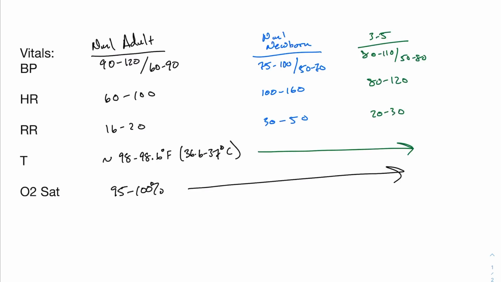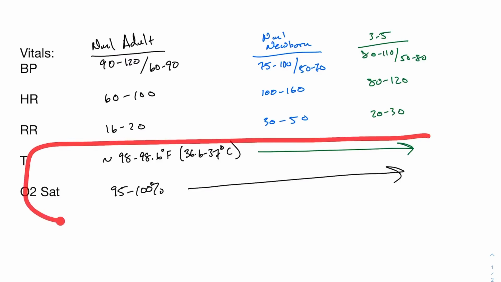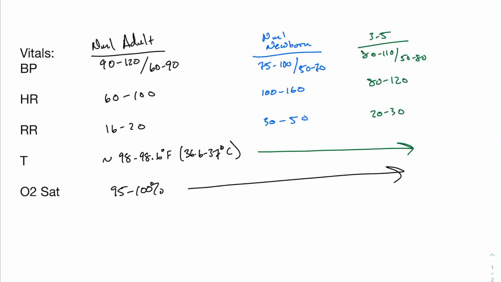And the temperature and the O2 sat, more or less, are going to be the same for the newborns and the people aged 3 to 5. The newborn blood pressure is going to range anywhere between 75 to 100 systolic and 50 to 70 diastolic. The heart rate is actually pretty fast. The first time I saw a newborn and I saw their heart going at 150, I was like, is there something wrong? But no, that's in the normal range for them.